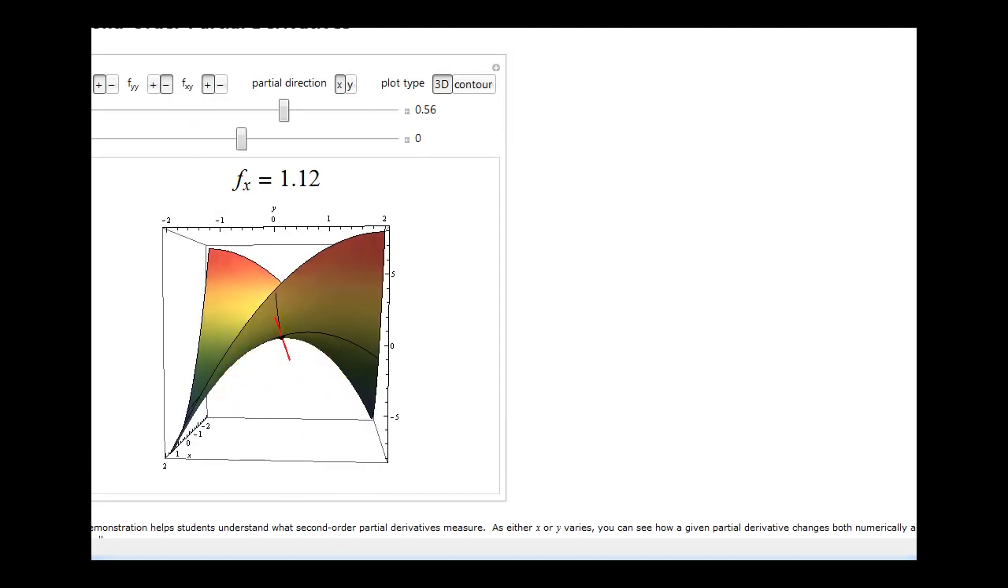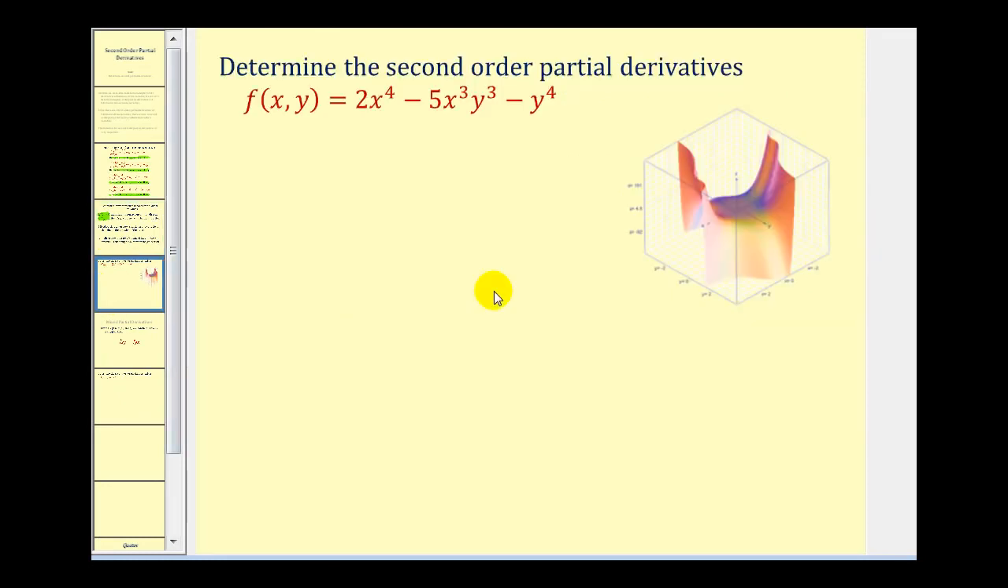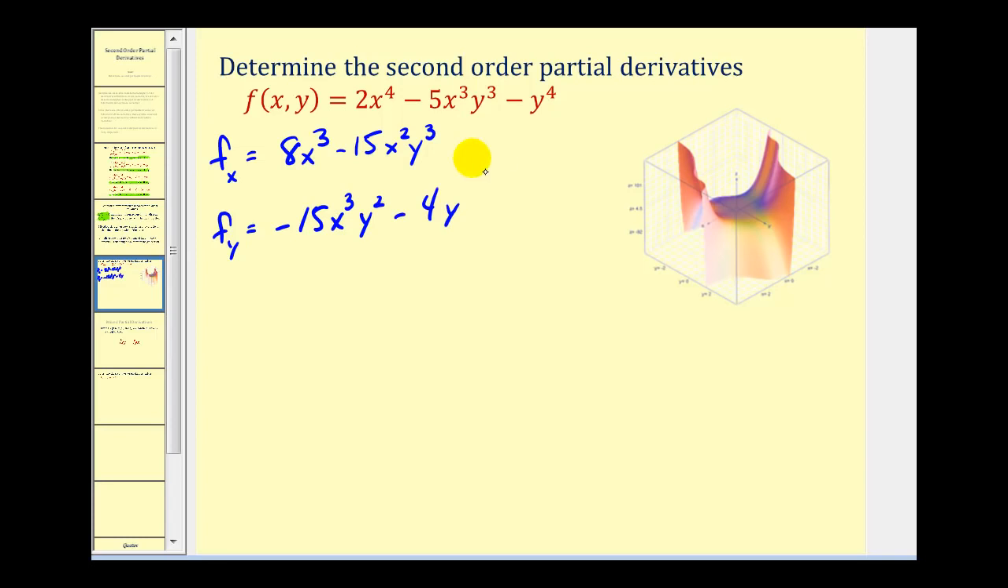Let's go and take a look at some examples to get some practice on finding second order partial derivatives. Before we do that, we have to find the first order partial derivatives. So the first partial with respect to x will treat y as a constant. We'll have 8x to the third minus 15x squared y to the third. This should be 0. First partial with respect to y, we'd have 0 here, negative 15x cubed y squared minus 4y cubed.